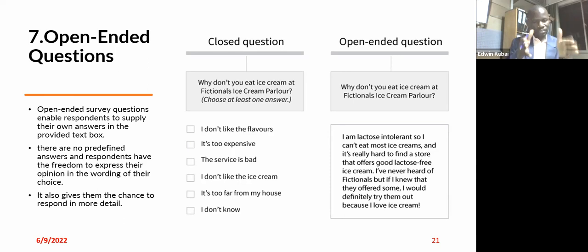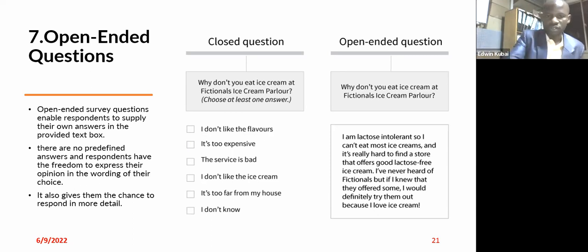So when you're designing the research questions, make sure that you try to answer those questions yourself and find out what the responses are. Are they coming out clearly so that you understand, and check the reliability and validity of the research instrument. So in this case, we have an open question: why don't you eat ice creams at the fictionalized ice cream parlor? Then the person explains and gives a sentence. So that's an example of that.